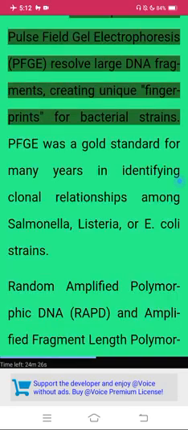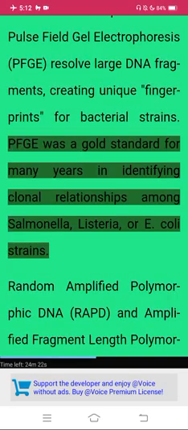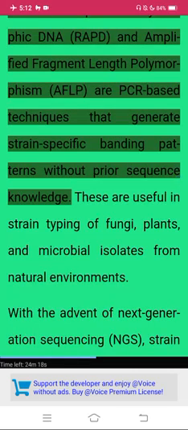Molecular strain typing is essential in epidemiology, particularly for tracking outbreaks and determining the source of infections. Techniques such as pulsed-field gel electrophoresis (PFGE) resolve large DNA fragments, creating unique fingerprints for bacterial strains. PFGE was a gold standard for many years in identifying clonal relationships among Salmonella, Listeria, or E. coli strains.